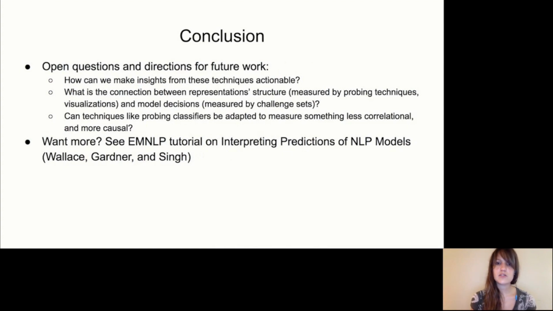And then I think there's also started to be work in this area, but we definitely need more work in this direction, which is how we can get at probing techniques that really tell us something that's more causally related to how models behave, rather than just looking at correlations between inputs and representations, or between representations and behavior, etc.